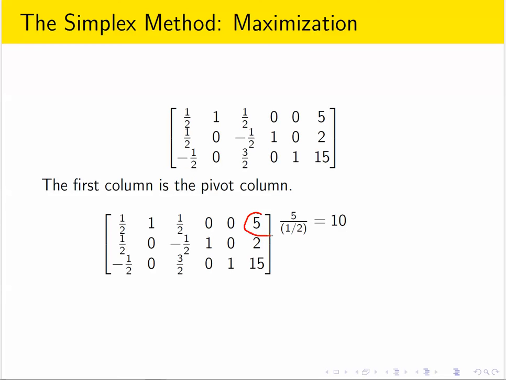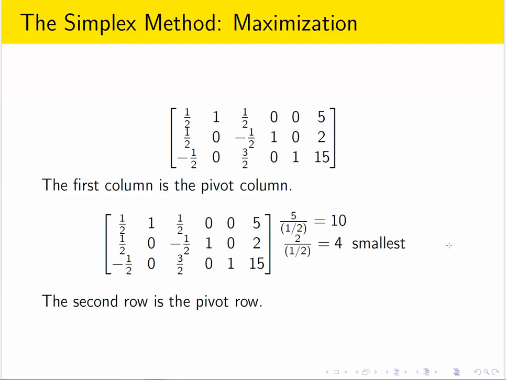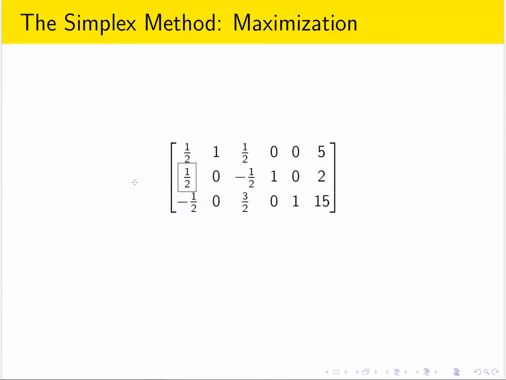We take the entry in the last column divided by the corresponding entry in the pivot column. 5 divided by 1/2 gives us 10. And 2 divided by 1/2 gives us 4. Between those two test ratios, 4 is the smallest one, which means the row that corresponds to that, the second row, is our pivot row. So we wanted first column, second row, and the 1/2 in that position is our new pivot.